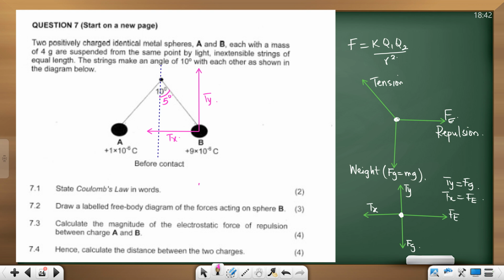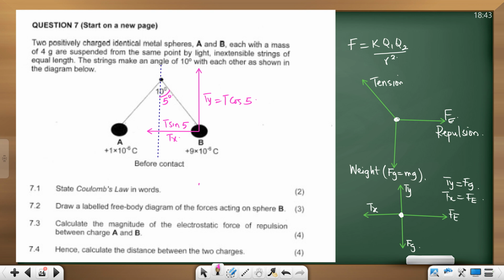Interesting. Now, do you notice this time around that Tx is opposite the angle, 5 degrees? Does that make sense? And if it's opposite, what do we use? Cos? No, sine. We use sine. So this is going to be T sin 5, while this is T cos 5. But does that still allow us, because we don't even know tension? We don't know tension.